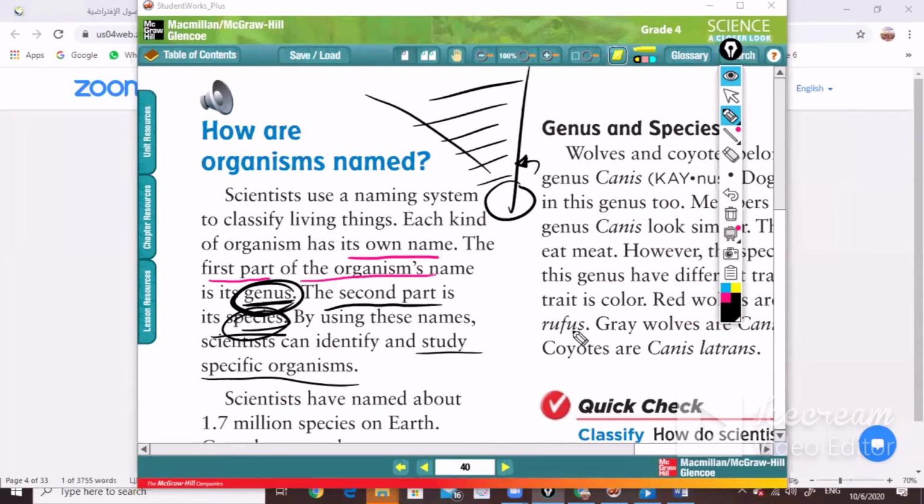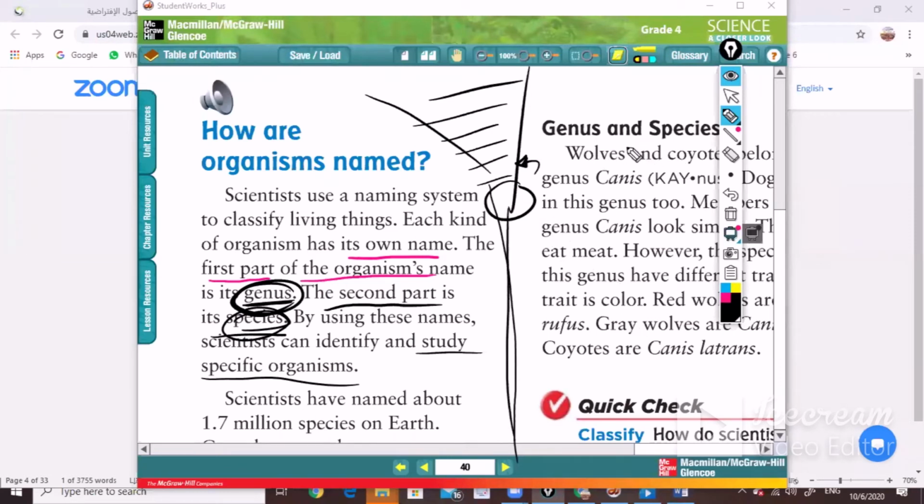The scientists nowadays have named approximately 1.7 million species on our Earth, and we have more than these organisms. Okay, any questions up till here? Don't ask me about names. We don't speak about names here yet.